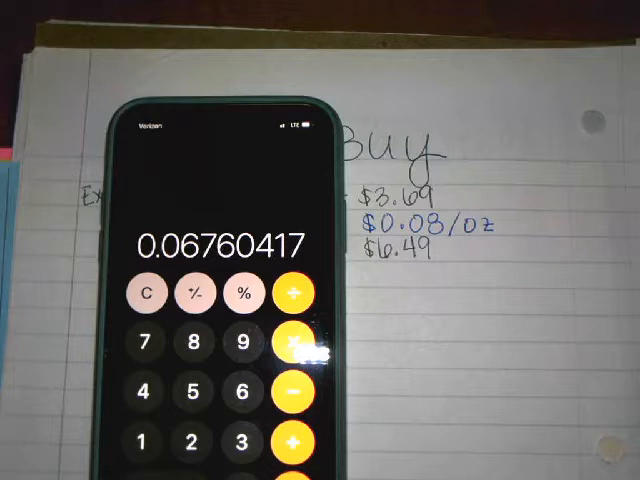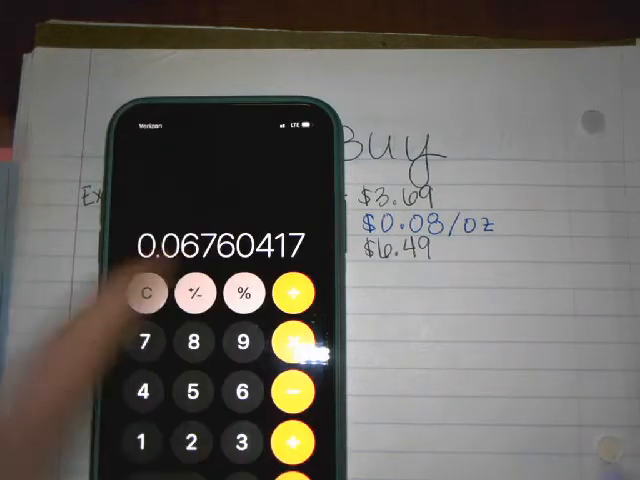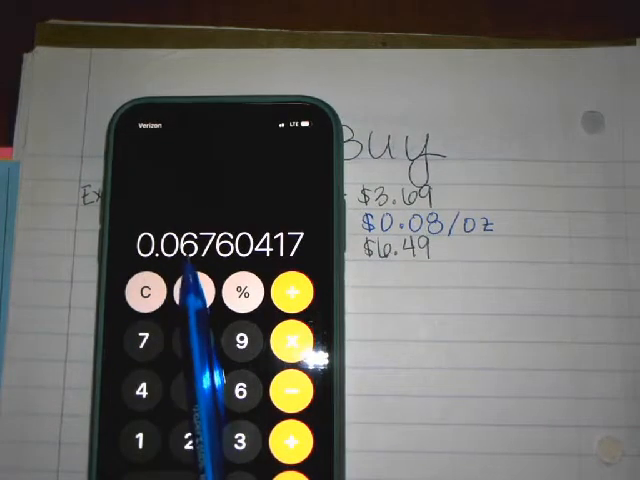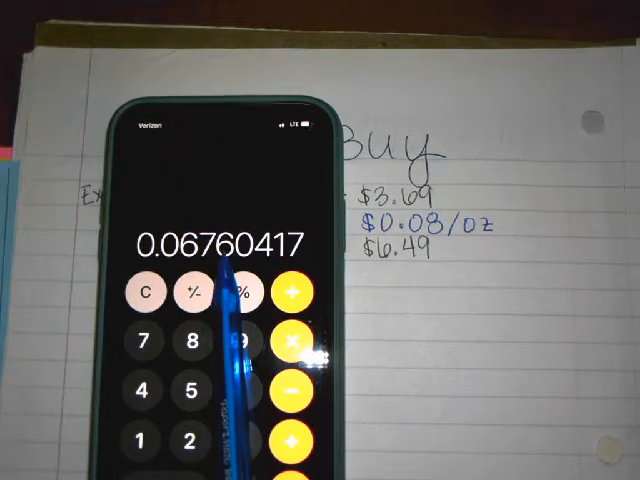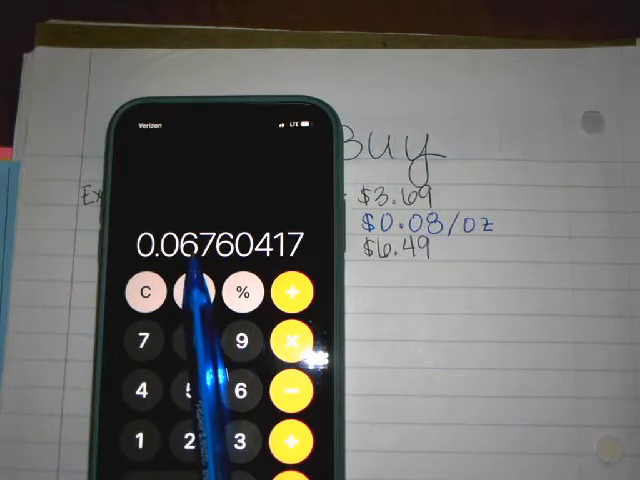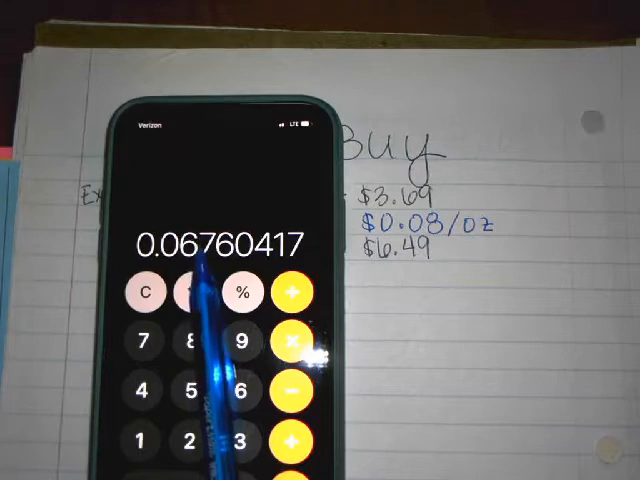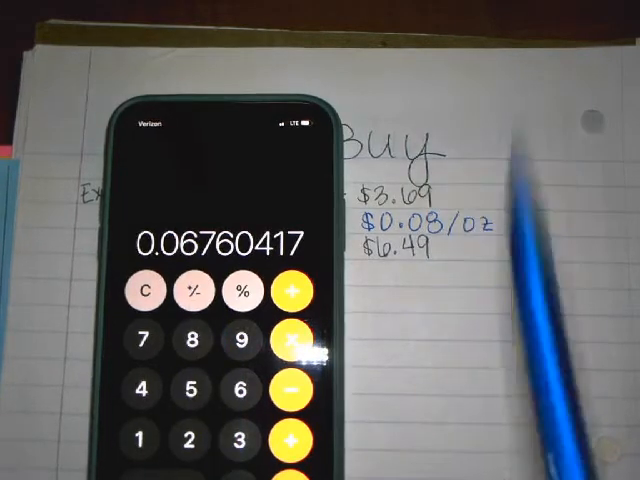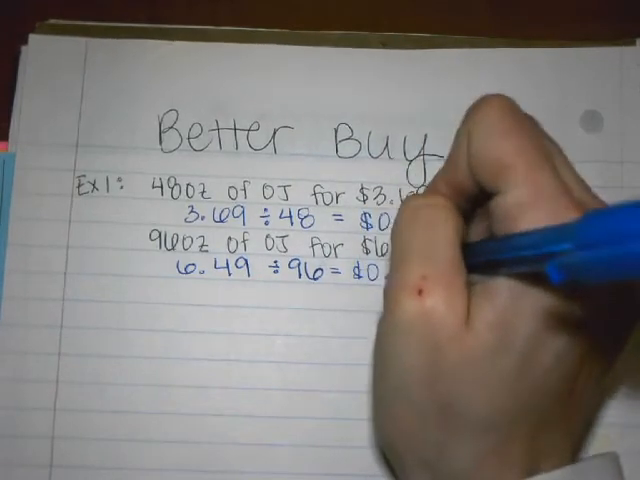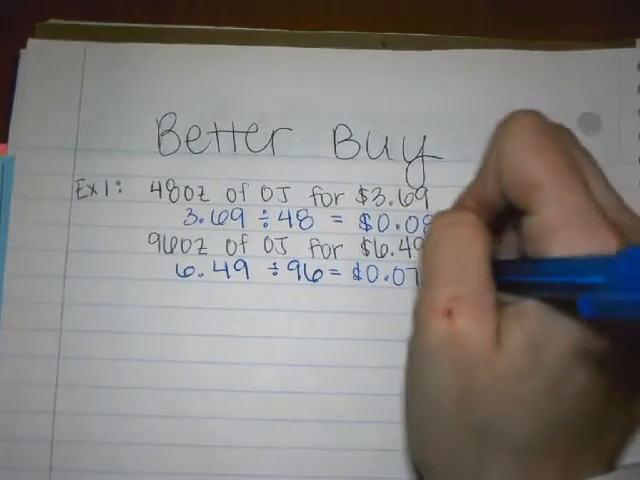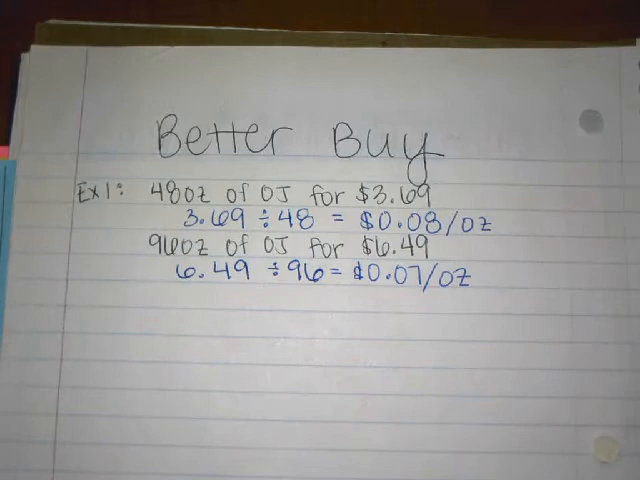Yes? Once again, how many numbers always come after the decimal with money? 2. So I've got the 0 and the 6. You have to round. 6 looks at 7. The 7 tells the 6 to go. So the 6 becomes a what? So this one's going to cost me 7 cents per ounce.